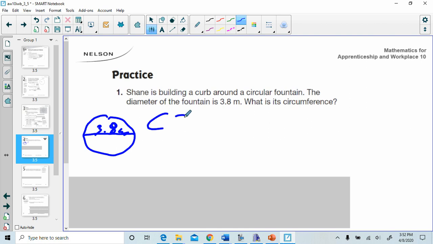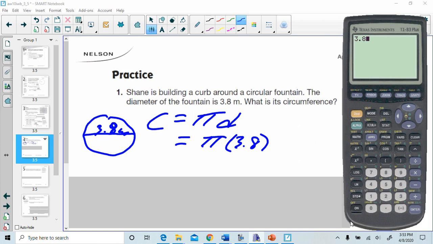So circumference will be pi d, or pi times diameter, or 2 pi r, but in this case we don't have radius given, we have diameter. So we'll use pi times 3.8. So when we do that, we get 3.8 times, I'm going to use the pi button just to see the numbers. So we get that number. So that's if you're using pi.